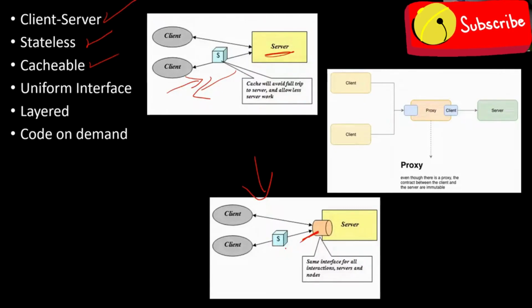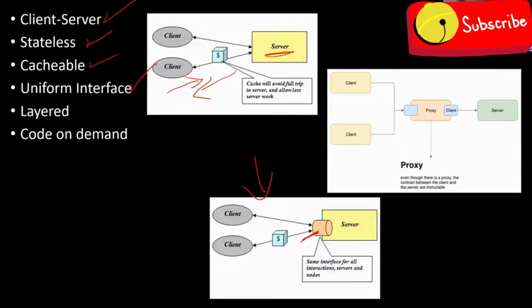Now, uniform interface does have some subcategories to it. I believe it's four of them. Something like identification, manipulation, representation, something of that sort, which when you go down in the book, it may or may not talk about, but that's something that they may mention in the CCNA. Definitely make sure you take note of that. However, as long as you know that uniform interface is basically the keep it simple, right? We're going to make sure that we use the same interface for all interactions, servers on the node, right? That's uniform interface. We just want to keep it simple, right? So we talked about that.